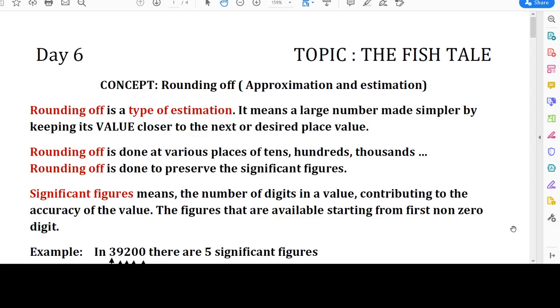Now, what is the meaning of significant figures here? Significant figures means the number of digits in a value contributing to the accuracy of the value. The figures that are available starting from the first non-zero digit. I'll give a few examples here.